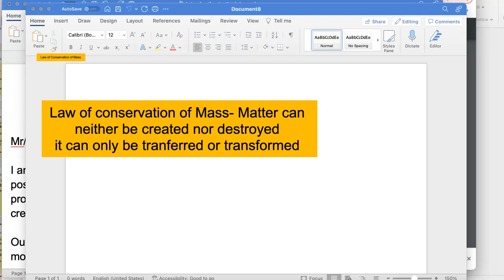Cations are positively charged ions, which means they're losing an electron, and anions are gaining an electron. The basic law that governs the universe, that you would have learned in the beginning of this year, is the law of conservation of mass, which is mass can neither be created nor destroyed. It can only be transformed or transferred. So if something in the atomic universe is losing an electron, there should be something else that accepts it.